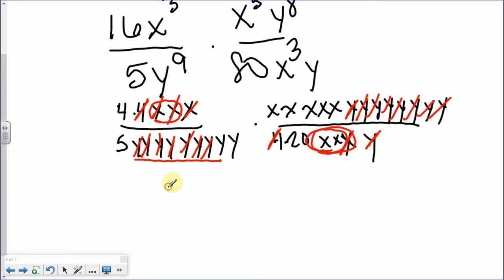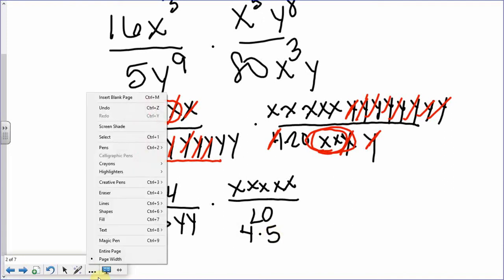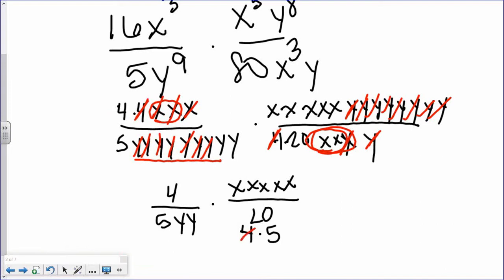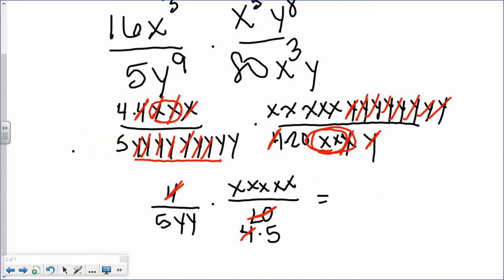I have a 4 in the top left, and then a 5, and I have 2 y's. And then on the right side, I have 1, 2, 3, 4, 5 x's. And then I have a 20. Now you'll also notice that 20 here is 4 times 5. So I can break this down even further. And now I can cancel a little bit more. This 4 will cancel with this 4. Now there's no more x's or y's that will cancel out though. So I'm just going to rewrite my answer a little bit neater.